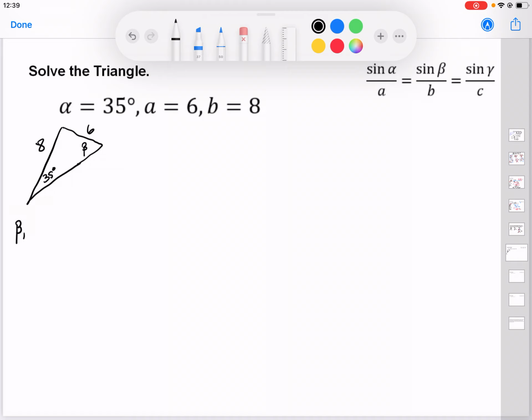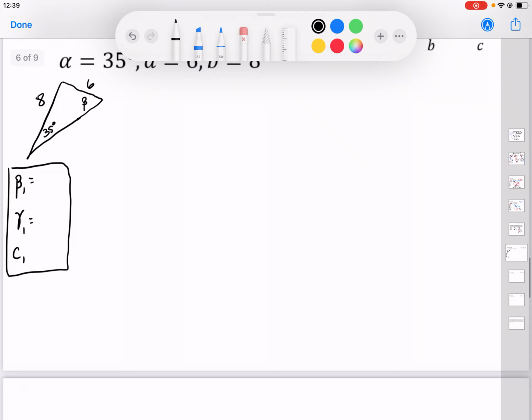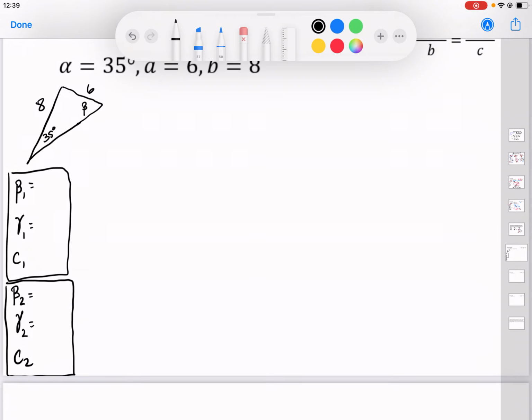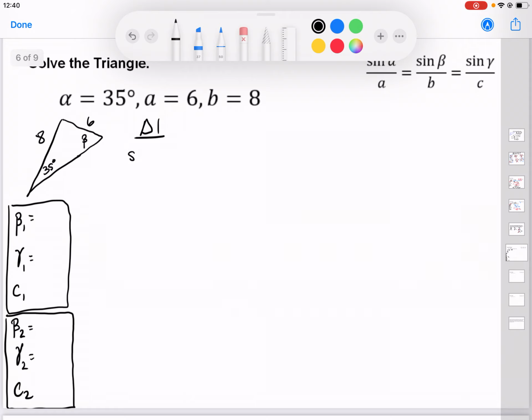So down here, I'm going to go ahead and set up, we've got our beta 1, we've got our gamma 1 we'll need, and C1 for the first triangle. And then we've got beta 2, gamma 2, and C2 for our second triangle. So there's going to be 6 pieces of information you have to find. Okay, so let's go to triangle 1. So for triangle 1, let's go ahead and find beta 1.